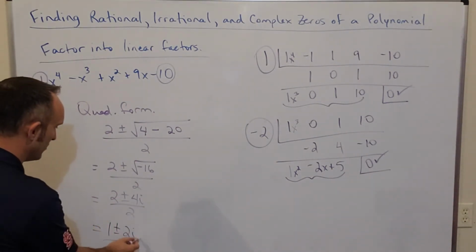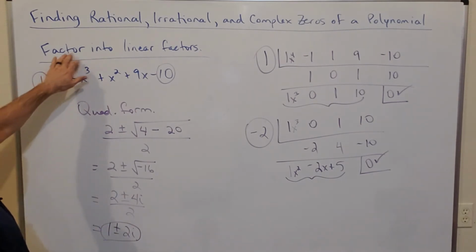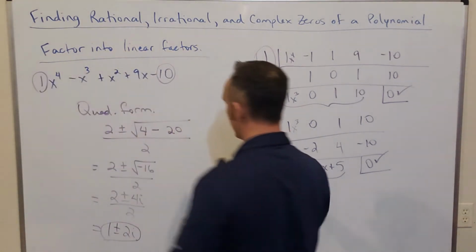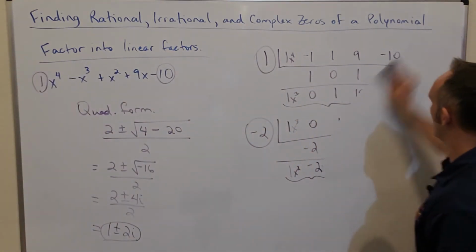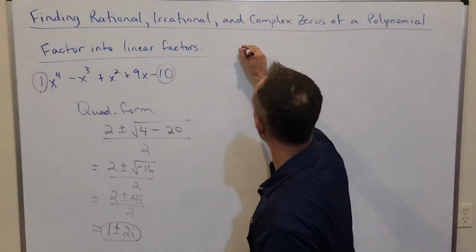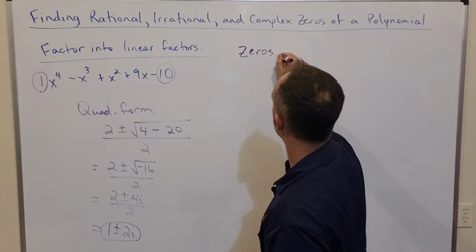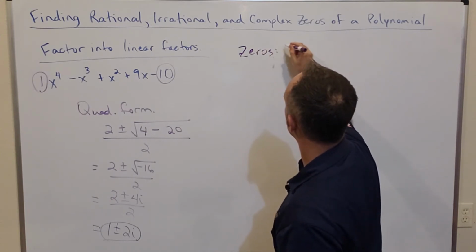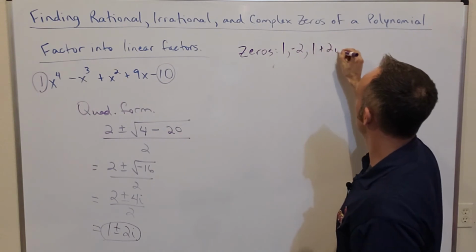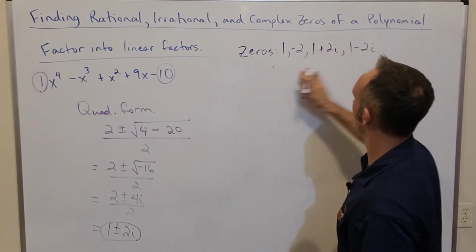All right, so what we were asked to do is factor into linear factors, okay? So we've got our 4 zeros now, 1, -2 in both of those. So let's list those out. So our zeros were 1, -2, 1 plus 2i, and 1 minus 2i.